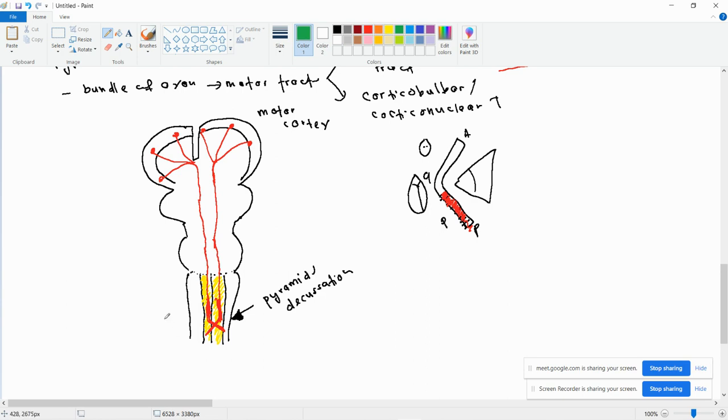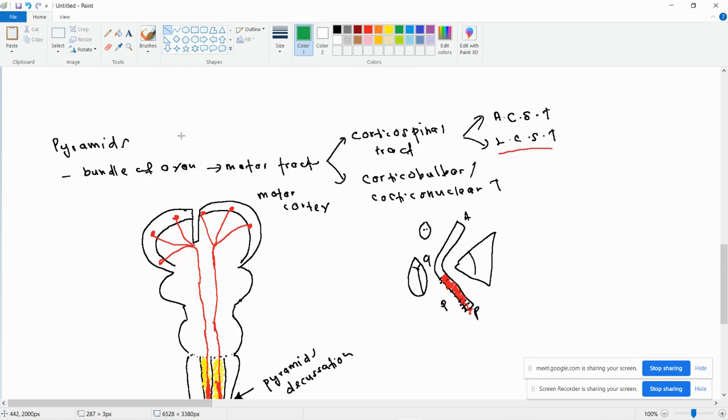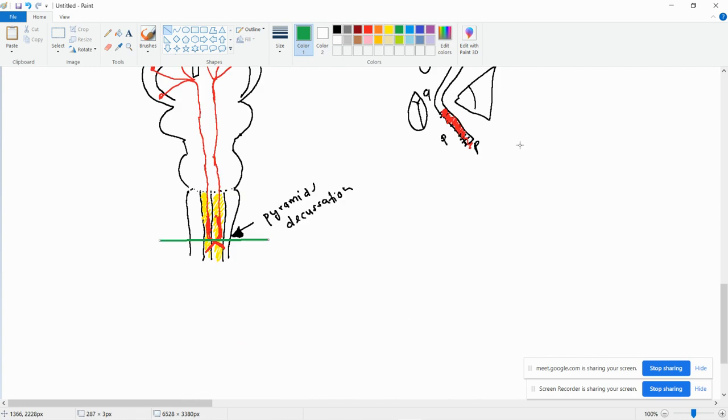So what you can see here, class, where did we cut? We cut at this region actually. This is how we make the cut. Where did we cut? At the level of pyramidal decussation. Now you know that pyramidal decussation refers to the crossing fibers of the lateral corticospinal tract. Understood? And then this fiber from the lateral corticospinal tract will continue the journey.